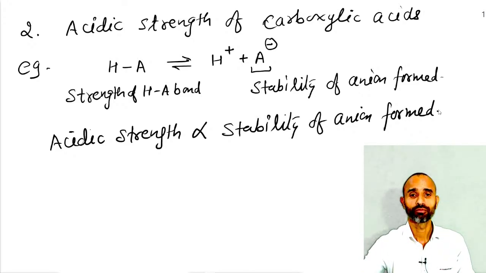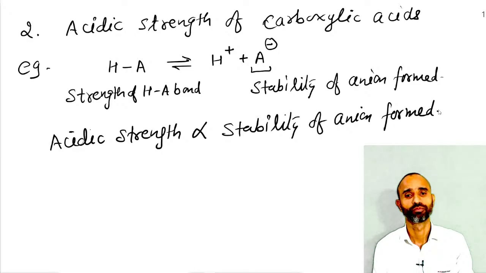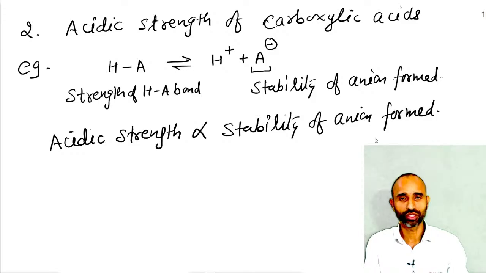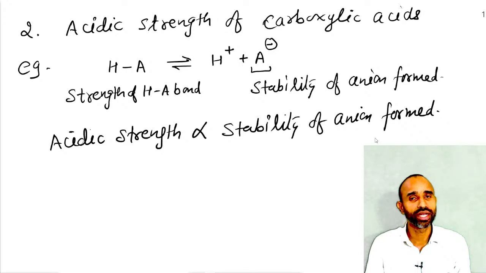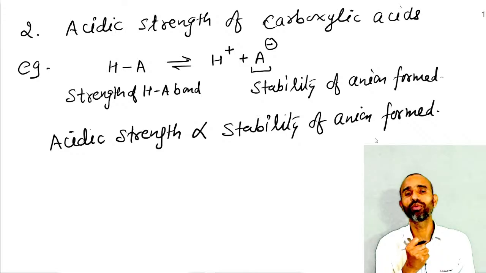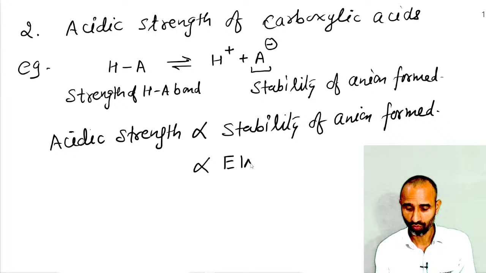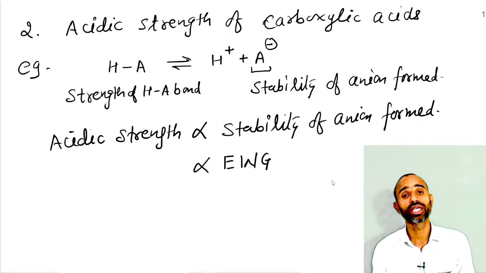Okay, by attaching any electronegative groups. Yes, so stable means anion means negative charge. So it is unstable because of negative charge. So any group which decreases its negative charge stabilizes the anion. So an electron withdrawing group will decrease the electron density on the anion, means decrease the negative charge and therefore stabilize it. That means electron withdrawing groups increase its acidic strength.